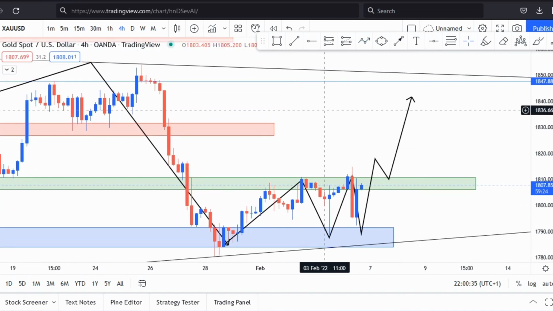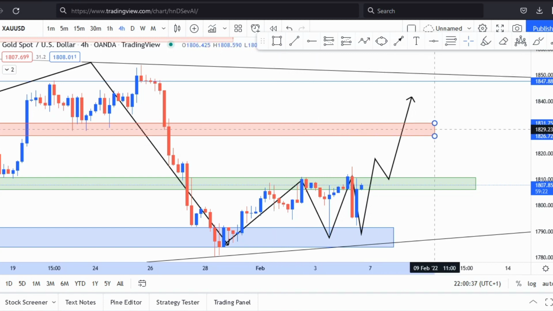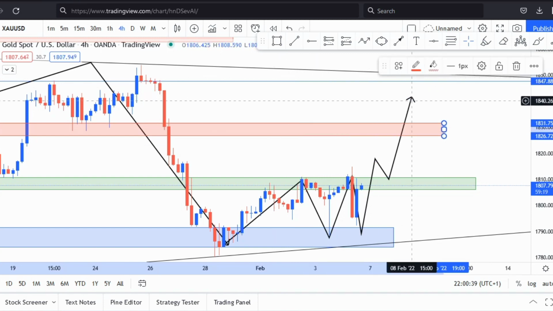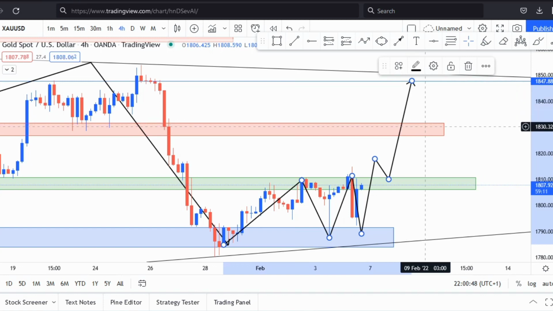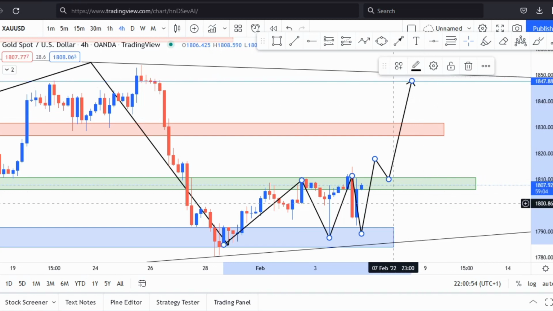We could trade it to this next support resistance level here, or we could trade it further all the way to this area. Depends on how long you want to hold your trade for and where your profit target is. Normally my first profit target will be around the 1830 level actually, and then if there's a further break, then I'll take it all the way to the 1850 level.